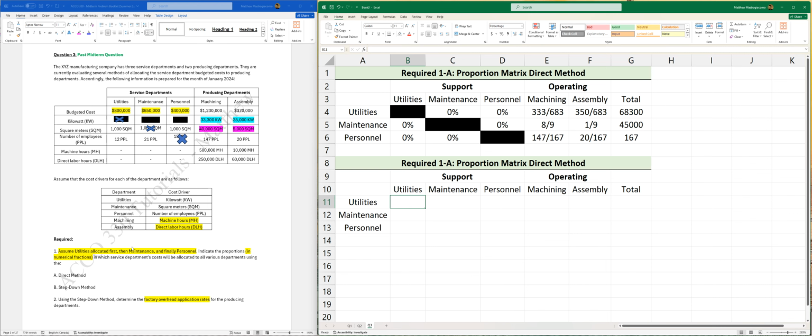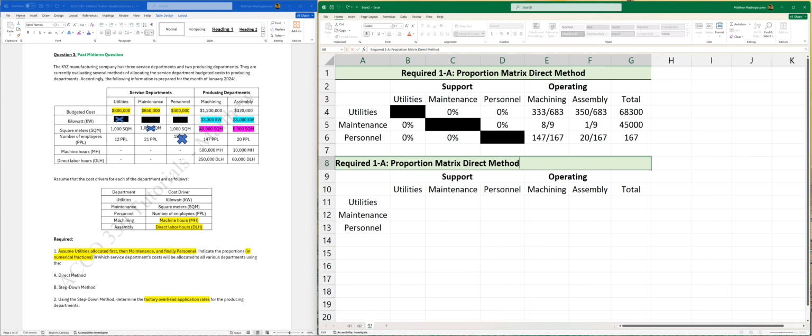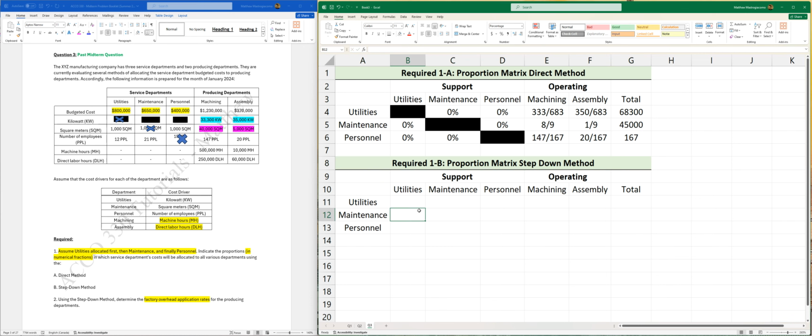Now, first off, guys, when we're doing the step-down method, part B, remember the ranking is the most important thing here. So we have to see how we do the rankings. Let me get rid of all these highlights here. I keep the no self-allocations. I'm staying firm on that. I always X that out right away. So now my rankings: I have utilities first, maintenance, and personnel, because we're ranking based on the highest to lowest cost. That's what we are doing.